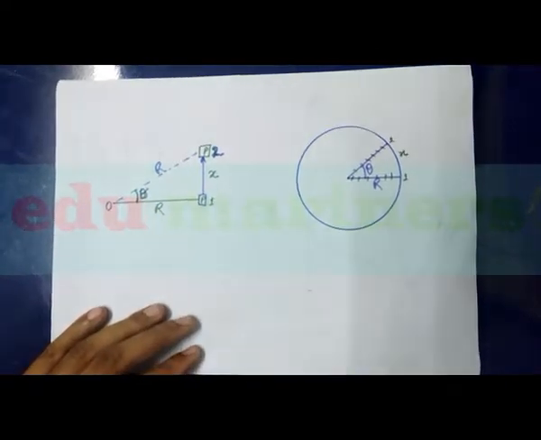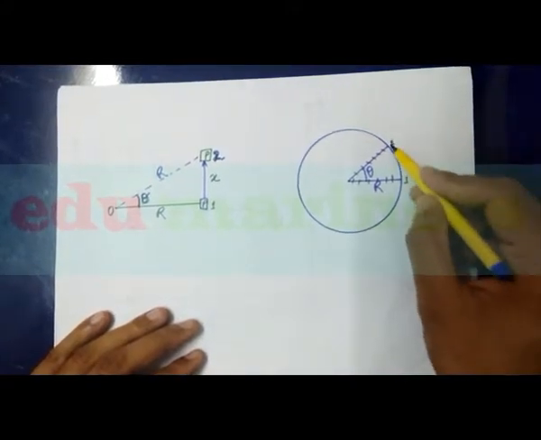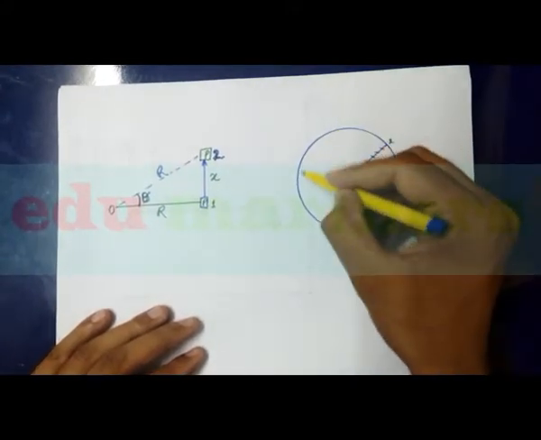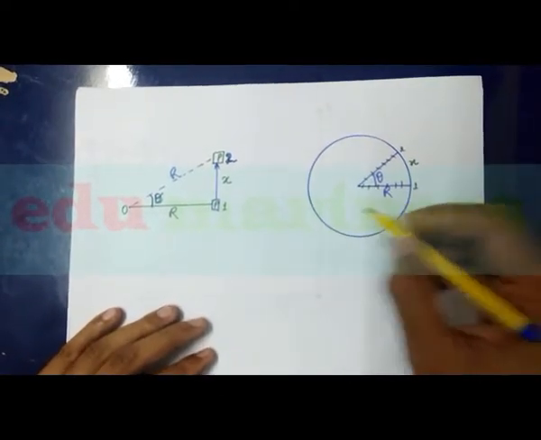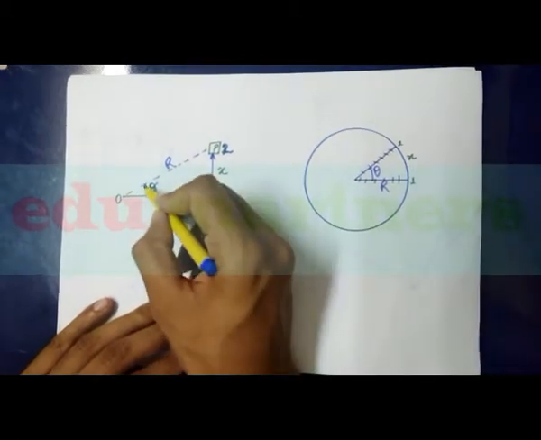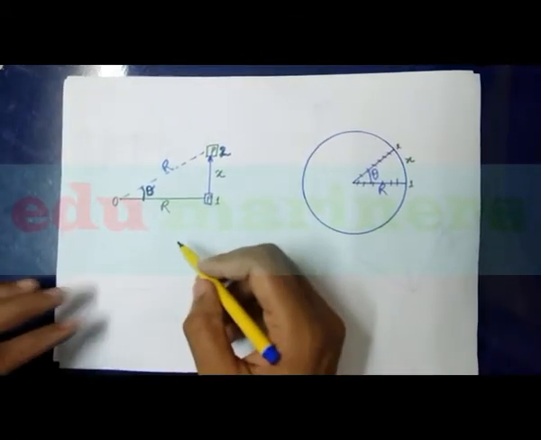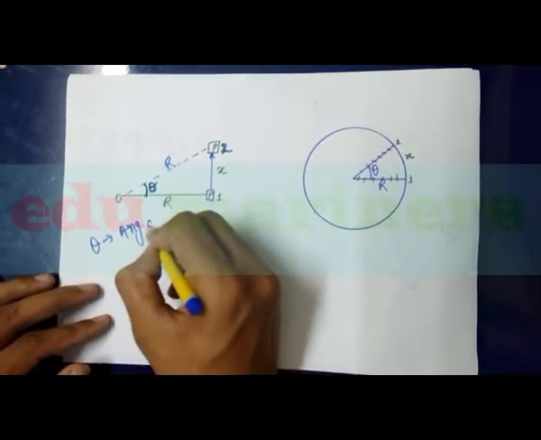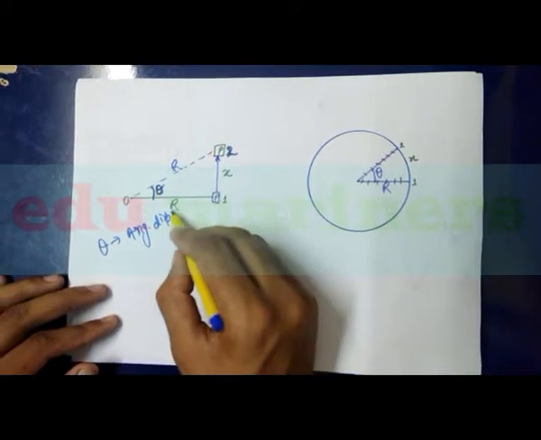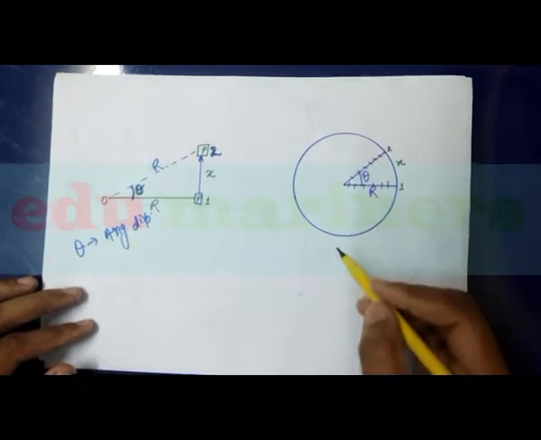Now if you see in this figure, this particle starts from here, reaches here, and it will continue and form a circle, right? So when it is moving, it always sweeps an angle theta, and this theta is called angular displacement. This is the fixed distance r, and this is the linear distance x, which the particle has moved.